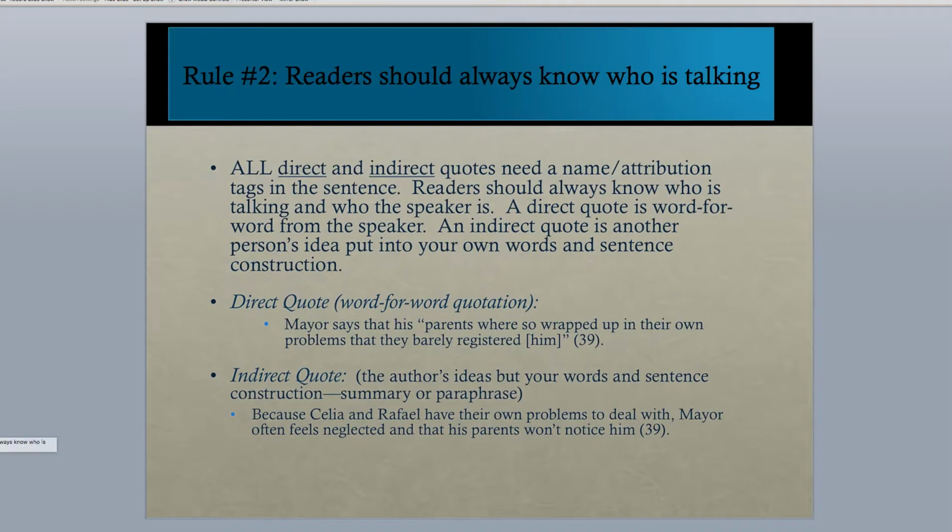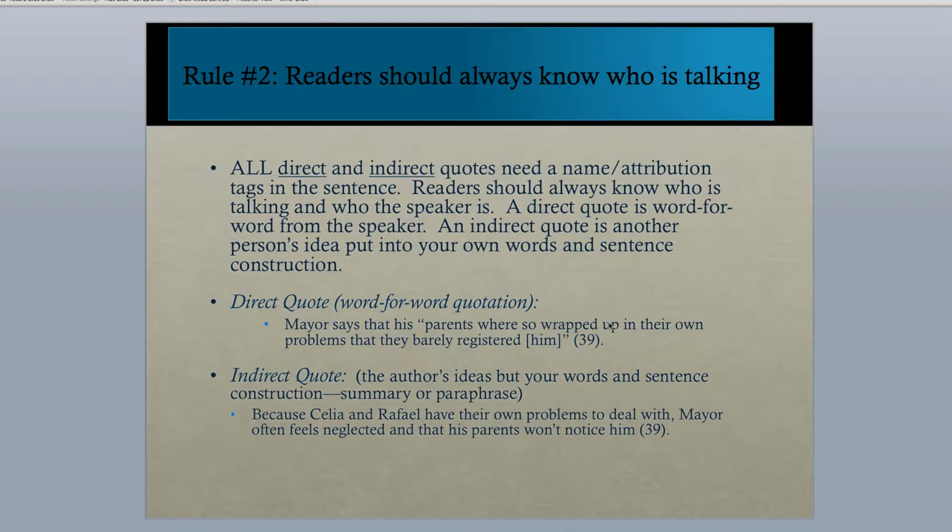Okay? So rule number 2 here: readers should always know who is talking. Especially in a book like this where we have lots of characters, we want to make sure it's always clear at all times. So make sure all direct and indirect quotes have a name or some kind of attribution tag in the sentence. Remember that a direct quote is word for word. So if I were to look on page 39, what appears here in quotation marks is exactly what Mayor says. Mayor says that his, quote, parents were so wrapped up in their own problems that they barely registered him. Now, I'll explain these brackets in just a minute if you give me a chance. But again, notice here our end punctuation doesn't appear until outside of the page number. We want to keep all that information together so that it's clear for the reader.